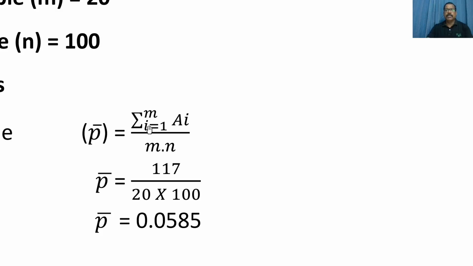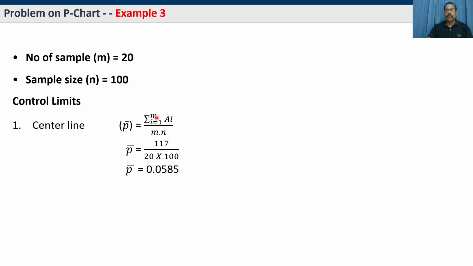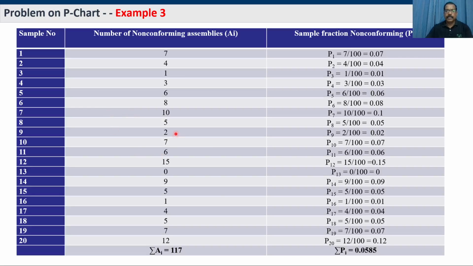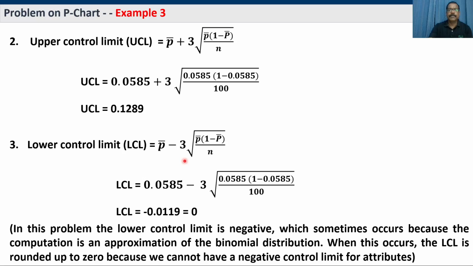m into n: m is the subgroup size, n is the sample size. So m is 20, n is 100, and a_i you calculated from the previous step. The summation of a_i is 117. If you substitute m into n, 20 into 100, you can calculate the P bar. So that is 0.0585. Once you know the P bar, you can calculate the upper control limit and lower control limit.